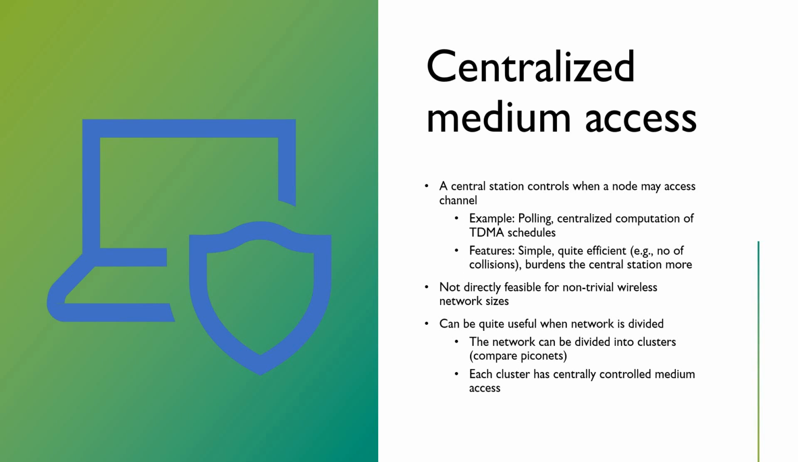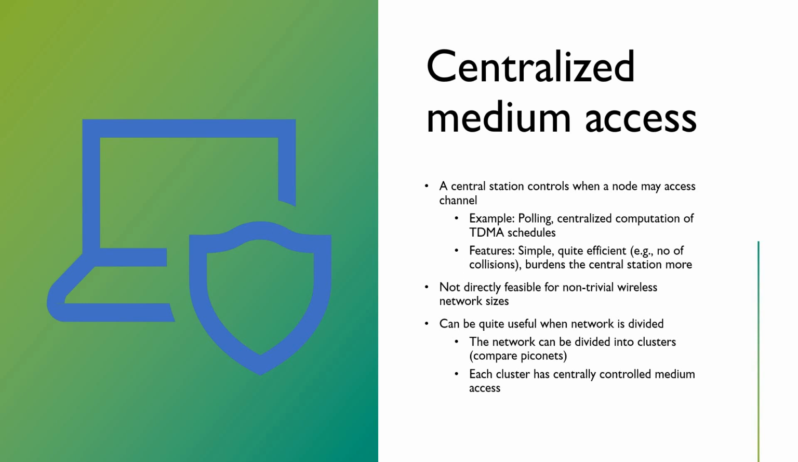So the features of this protocol: it's very simple because it's controlled, right? And it's quite efficient because there is no collision, because instead of contending, now the central station determines who will access the channel, so there is very less collision. But the problem is it burdens the central station more. As I've already said, the central station has to use a lot of energy. So this is not directly feasible for non-trivial wireless network sizes.